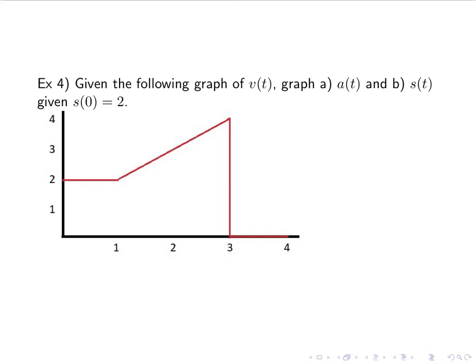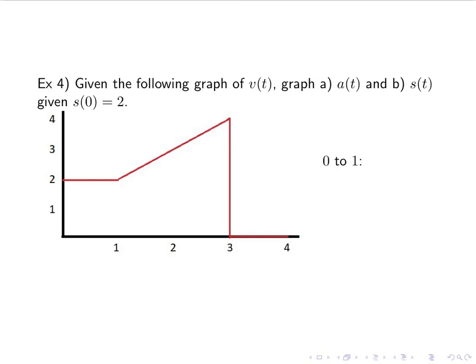So here's another velocity, acceleration, position problem. Given the following graph of velocity, graph A, acceleration, and B, position, given that S of 0 equals 2. So we'll start with A, acceleration. Again, the acceleration is the derivative of velocity. So this is going to be the nicer, easier one to do.